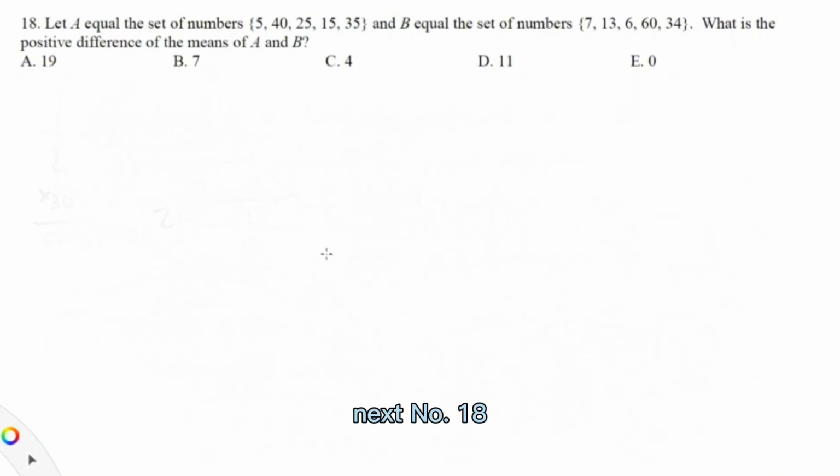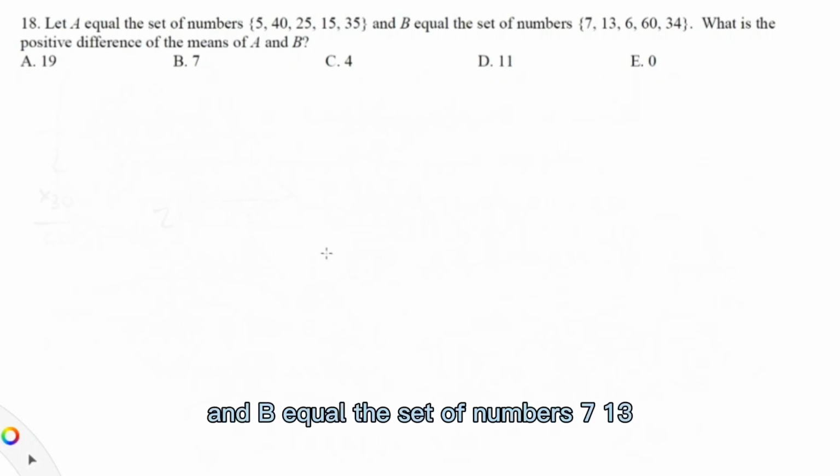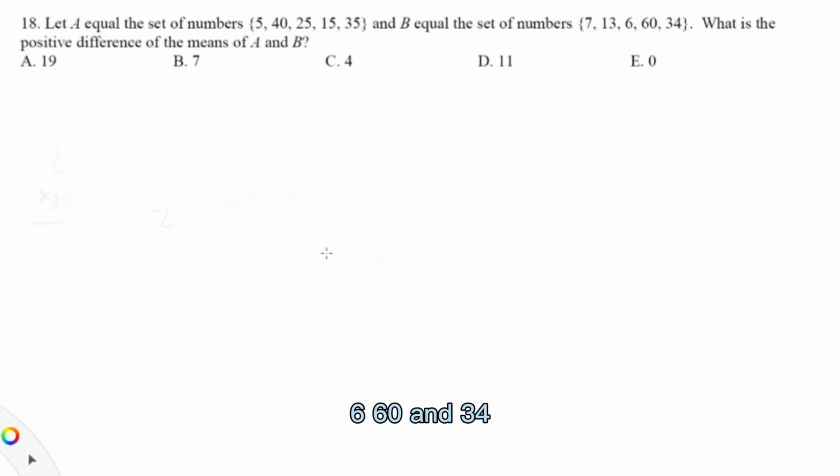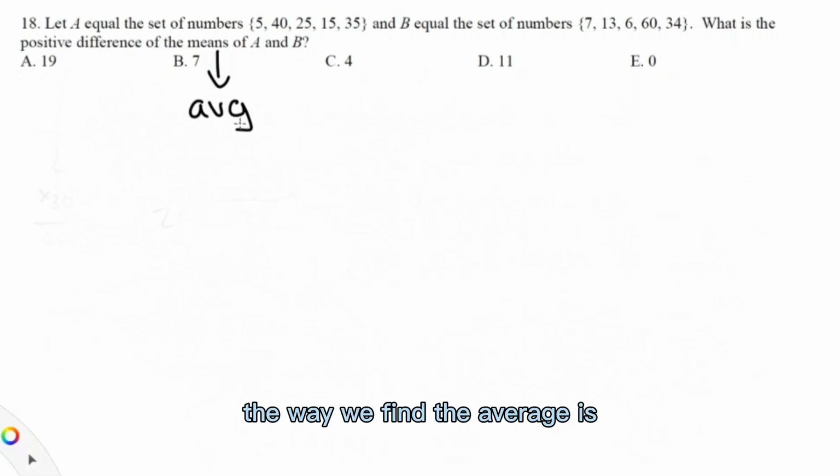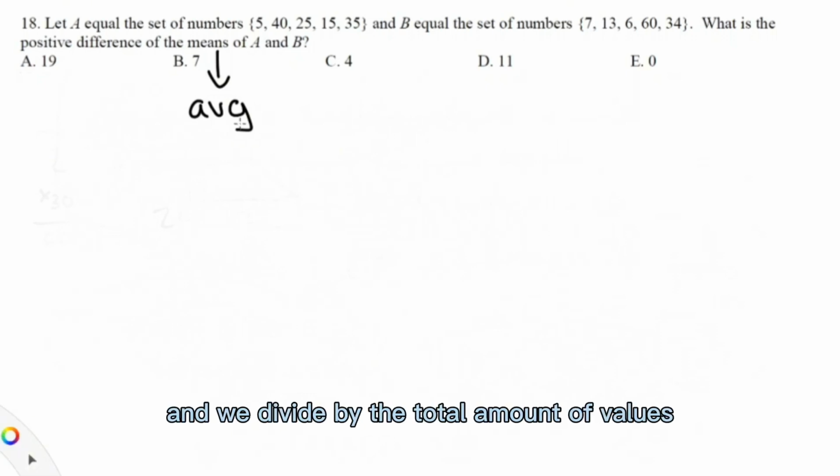Next, number 18. Let A equal the set of numbers 5, 40, 25, 15, and 35, and B equal the set of numbers 7, 13, 6, 60, and 34. What is the positive difference of the means of A and B? Alright, so the mean, first of all, what does that mean? The mean is just the average. The way we find the average is we add up all the elements in a set and we divide by the total amount of values.